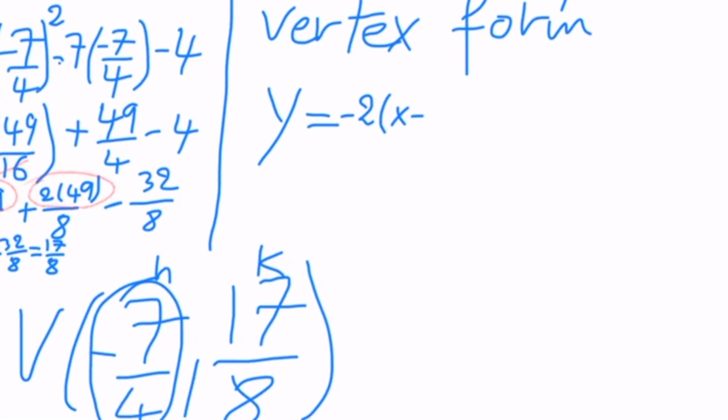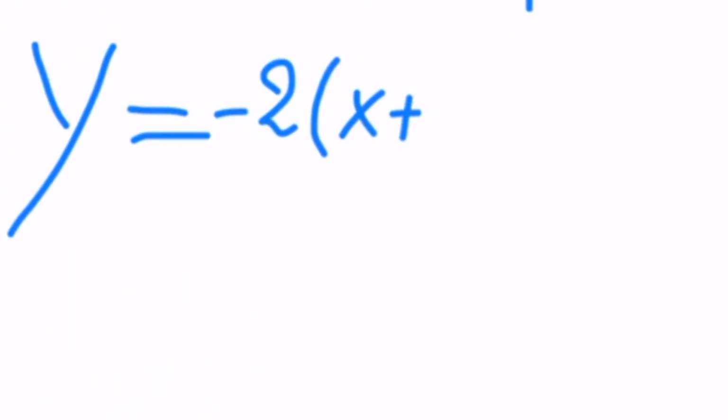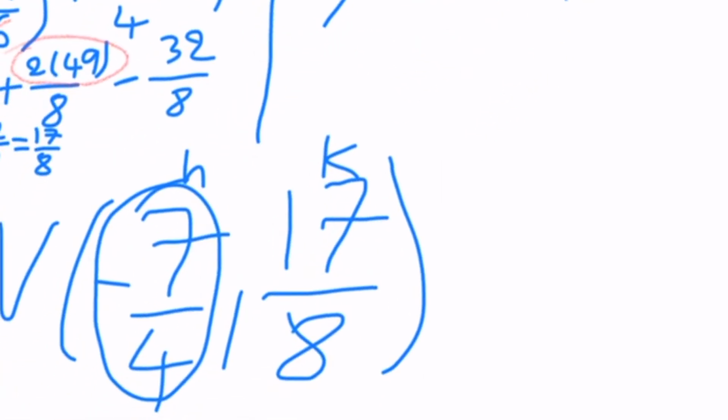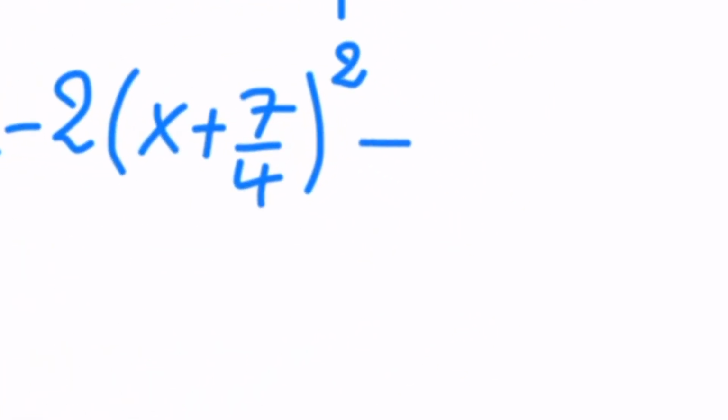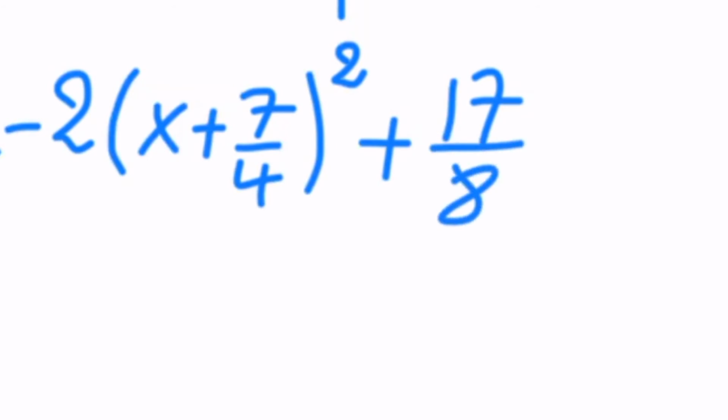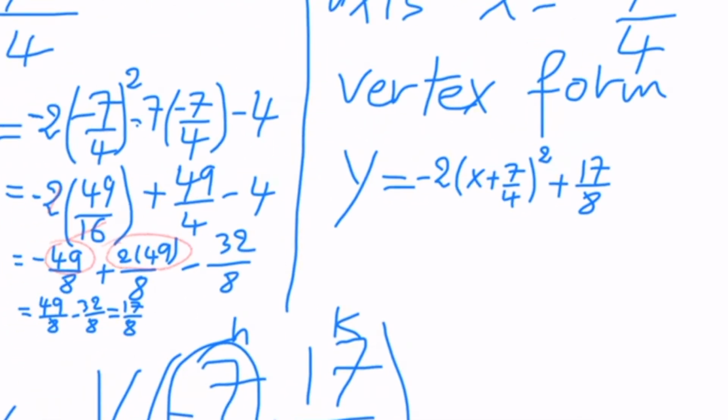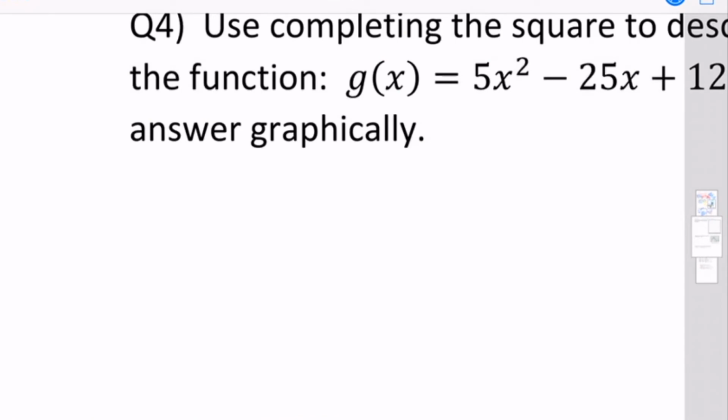Okay, so we get plus 7 over 4, all squared, plus k, which is 17 over 8. This is your vertex form. Let's start completing the square.